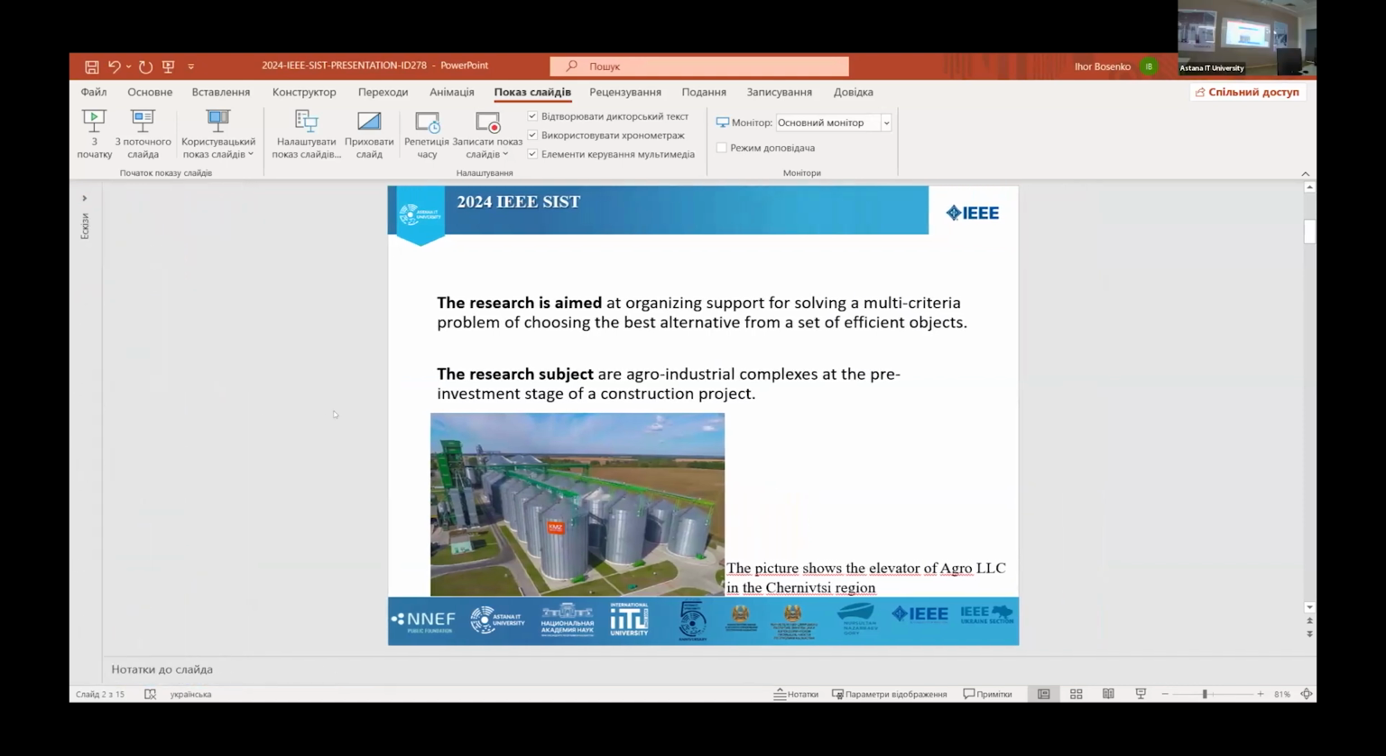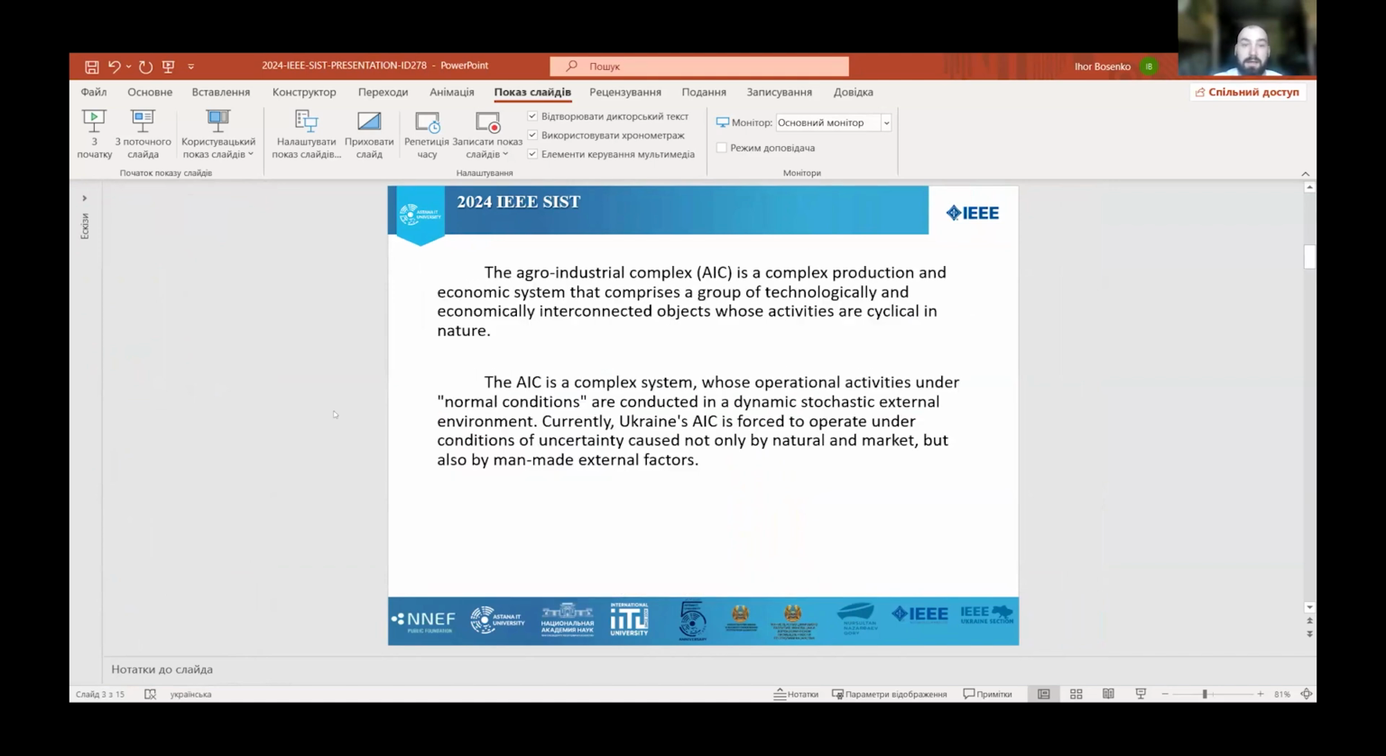Okay. The research subjects are agro-industrial complexes at the pre-investment stage of construction projects. The agro-industrial complex is a complex production and economic system that comprises a group of technologically and economically interconnected objects whose activities are cyclical in nature.